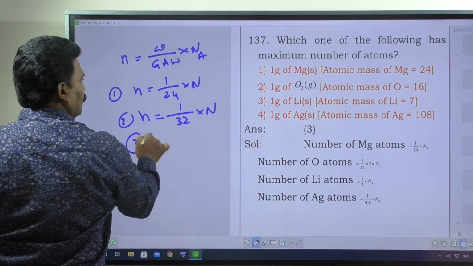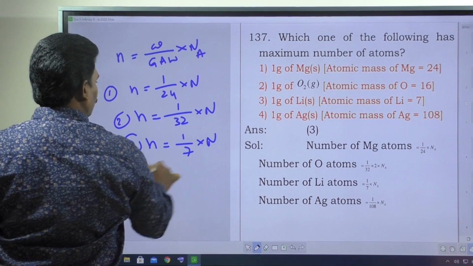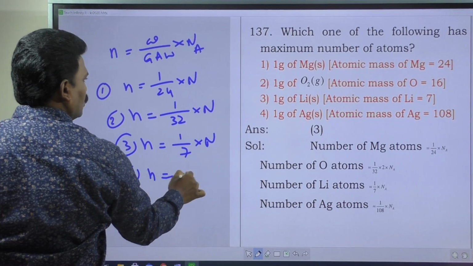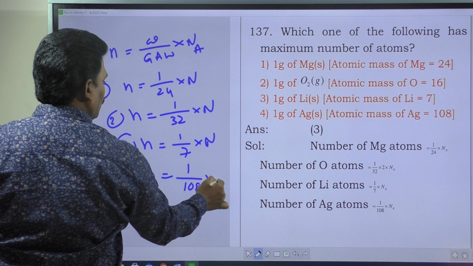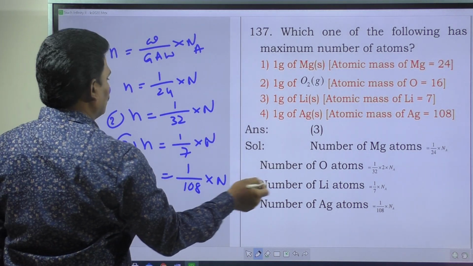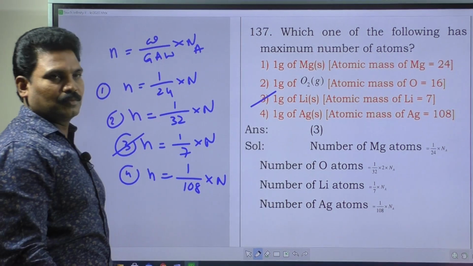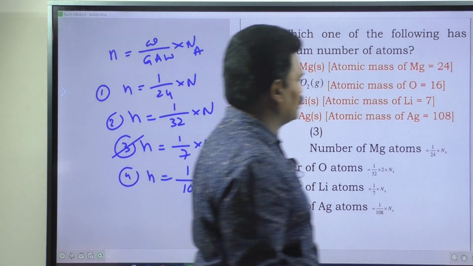And third option, number of atoms is equal to 1 by 7 into Avogadro number. And fourth option, number of atoms is equal to 1 by 108 into Avogadro number. When the denominator is a low value, the resulting answer is maximum. So option 3, the answer is the third option. Number of atoms: denominator low value, resulting value is maximum.